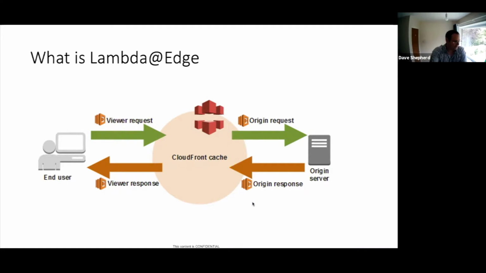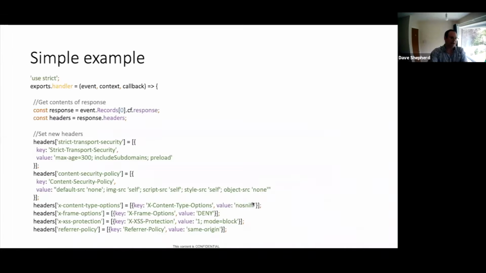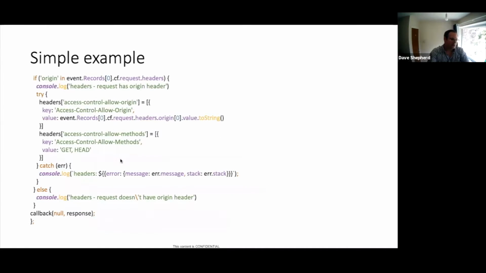So I'm going to start with a hopefully really straightforward example. This is done as a viewer response. So whenever a response comes out of CloudFront back to the user's browser, it'll decorate that response with a load of headers, and these are standard security headers that we typically add anyway. And in the Kube world, this is done by our Nginx ingress. So you can see strict transport security, X-frame options, and so on and so forth, and these can be whatever you want. And then CORS, which is everyone's favorite headers.